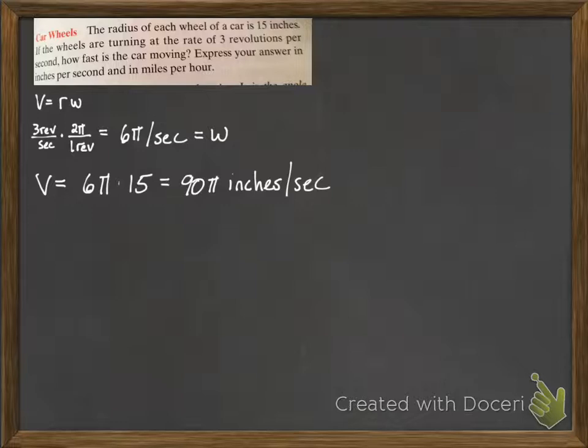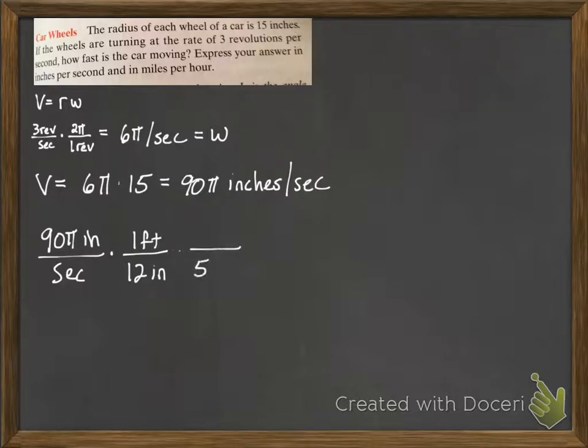Okay. Now the remainder of this problem is just unit conversion. Most of the time we don't talk about cars traveling at speeds of inches per second. Instead, we very often talk about cars traveling in miles per hour. So 90 pi inches per second. We need to convert from inches to miles. I don't know that conversion, but I know that 12 inches are in 1 foot, and I know that there are 5,280 feet in 1 mile.